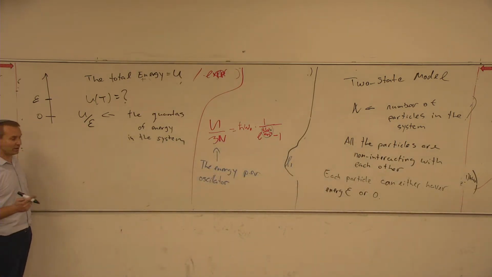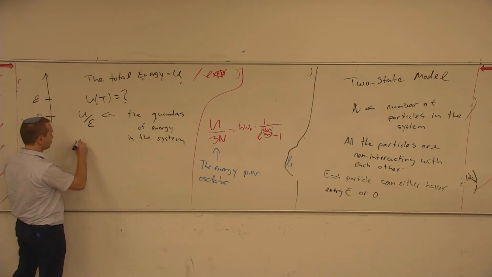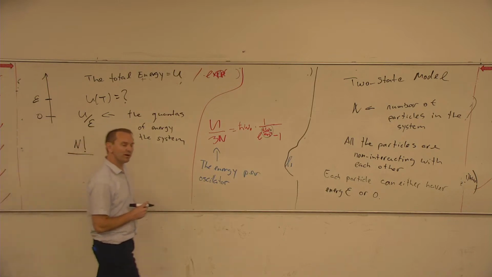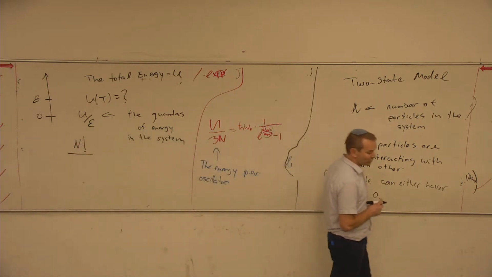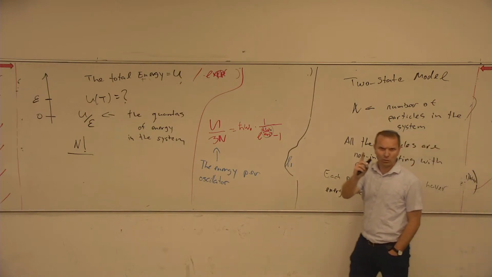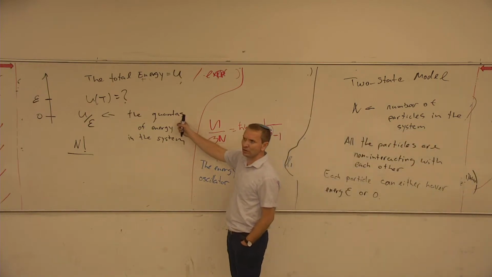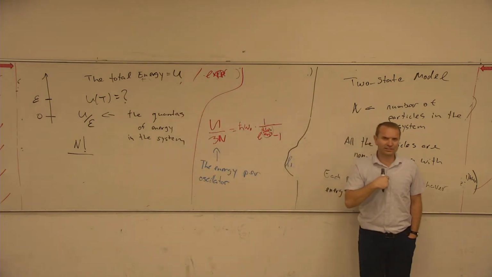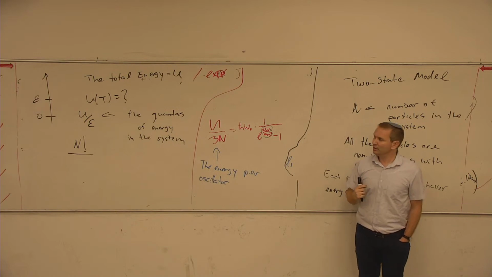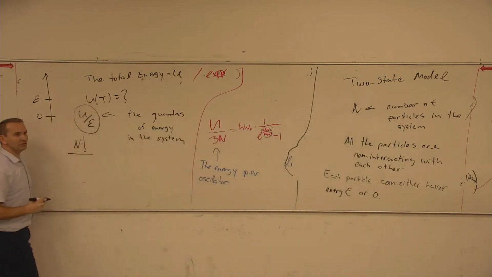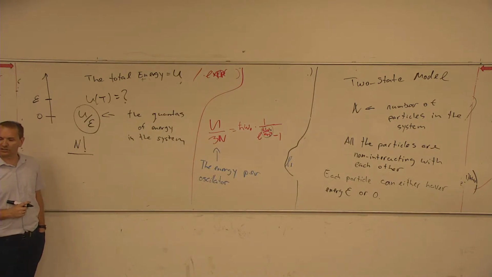N atoms we have, okay? So I'm saying the following thing. We have the total number of atoms, and for each atom now we can push one piece of energy. Each particle here obtains either 0 or epsilon. So we need to distribute U divided by epsilon quantums of energy into N different particles.